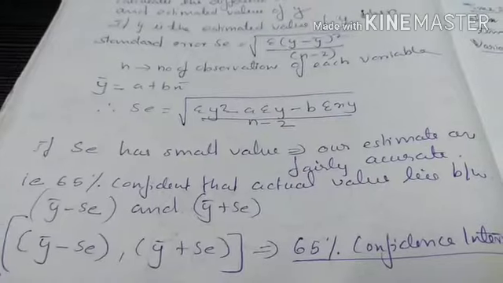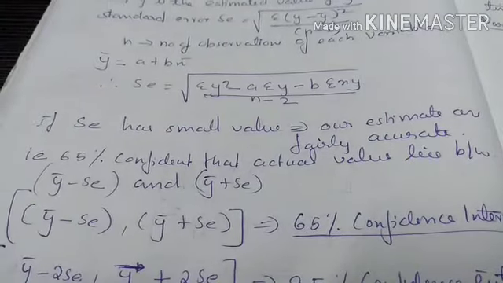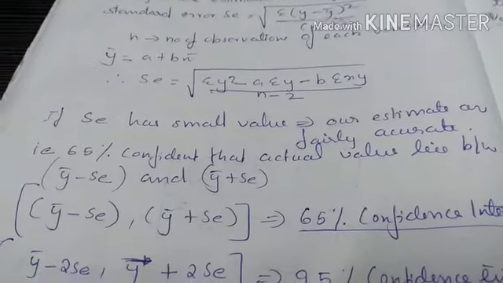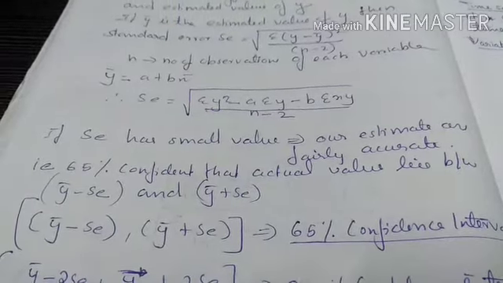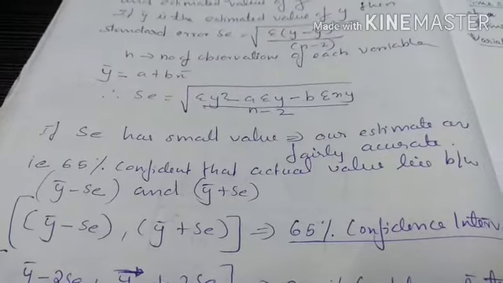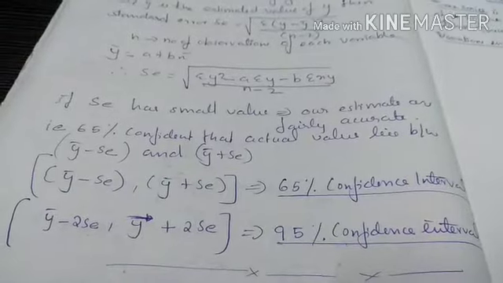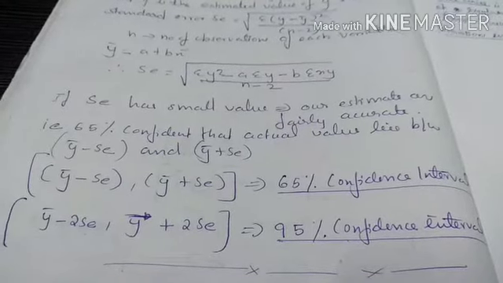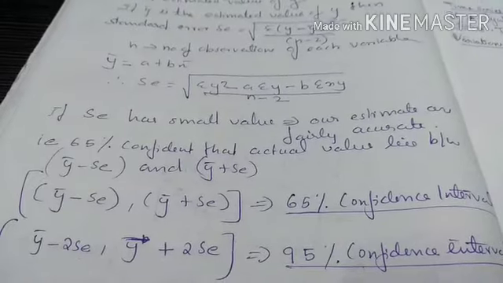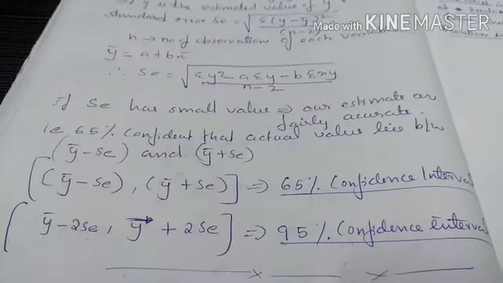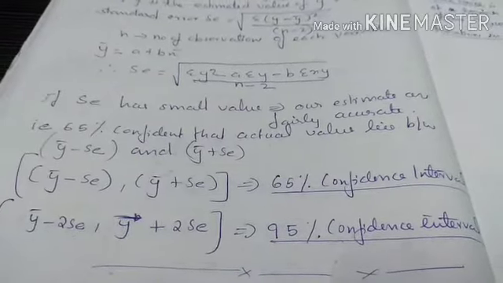If the standard error has a small value, our estimate is fairly true or accurate. That is, there is 65% confidence that the actual value lies between y bar minus Se and y bar plus Se. This can be written as the 65% confidence interval: y bar minus Se, y bar plus Se. And if it is written as y bar minus 2Se, y bar plus 2Se, it gives the 95% confidence interval.